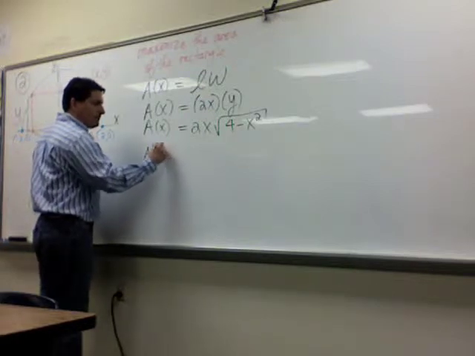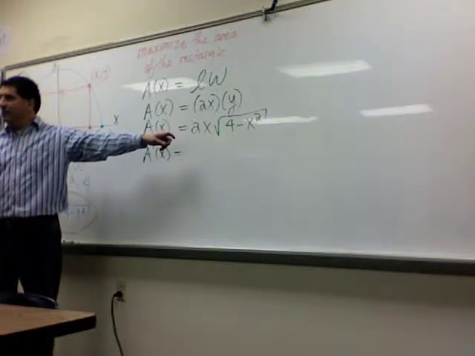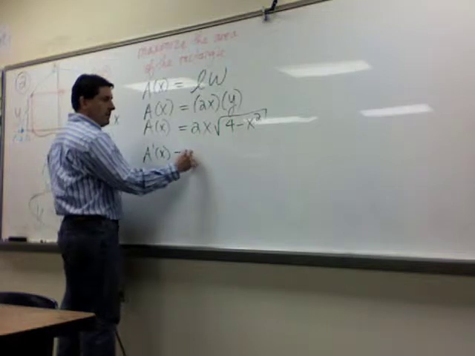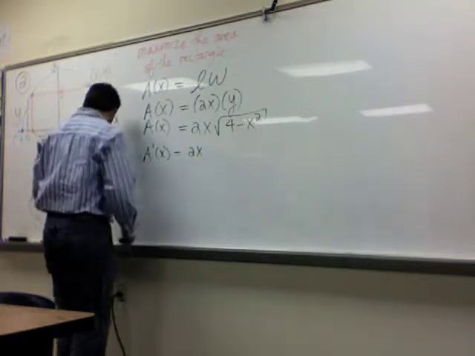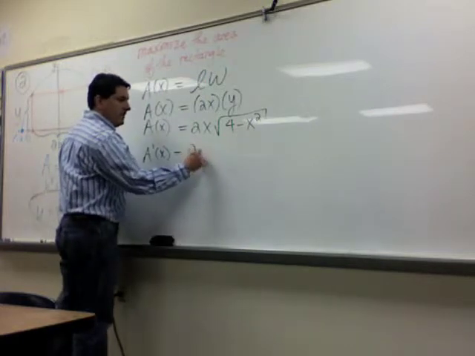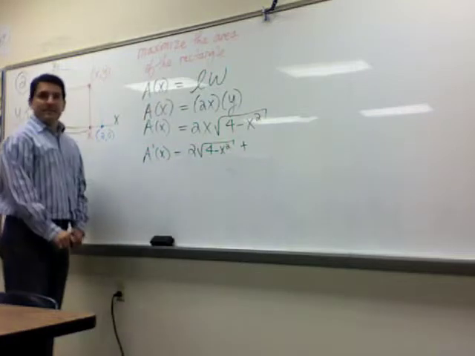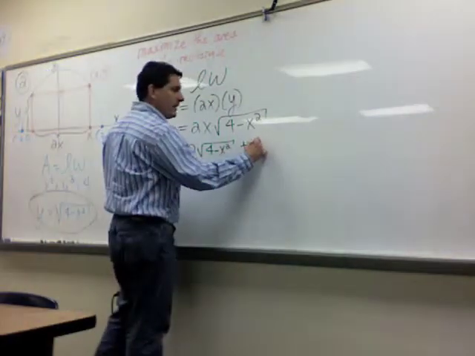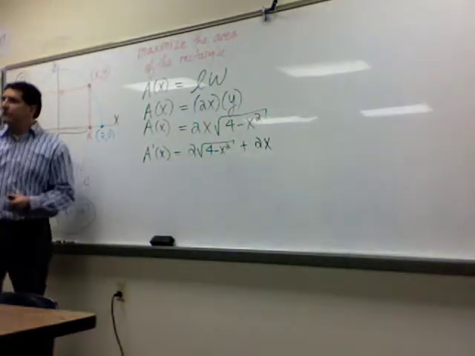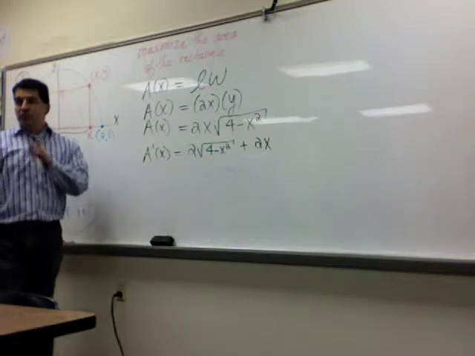So, A prime. And what am I going to use to take the derivative of this? Product rule. So you got to stick with me on this. We got derivative of the first, which is 2, times the second, plus 2x times, what's the derivative of the square root of 4 minus x squared? You should be able to do this in your head.